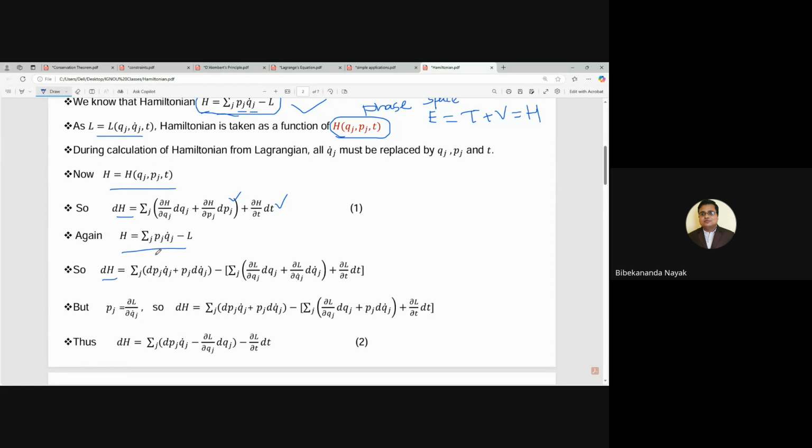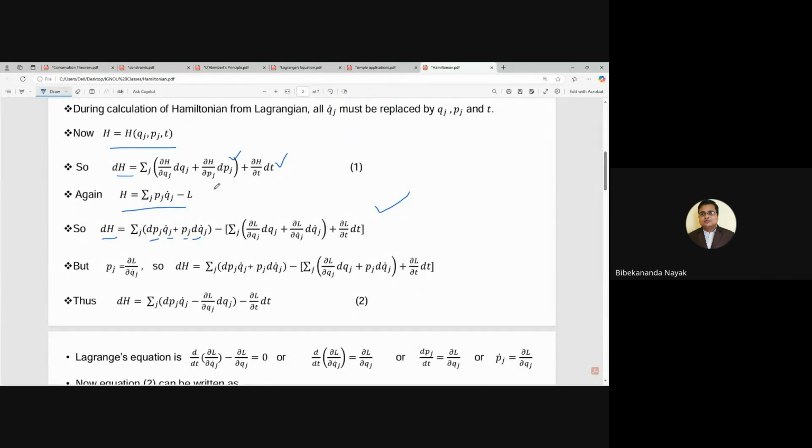Calculate dH: dpj qj dot plus pj dqj dot minus dL. dL is del L by del qj dqj, plus del L by del qj dot dqj dot, plus del L by del t dt. Clear? Both the equations are the same.